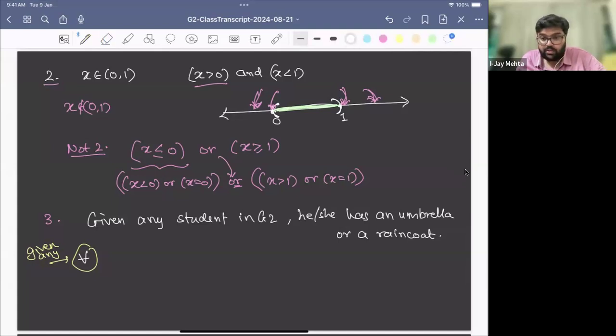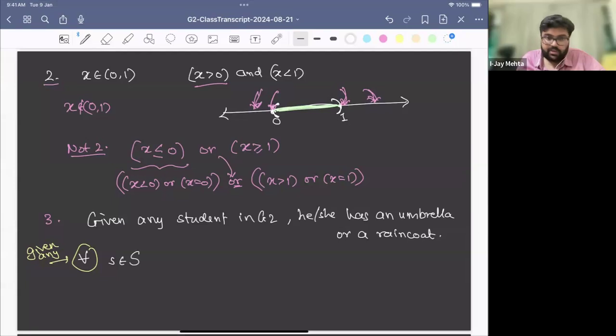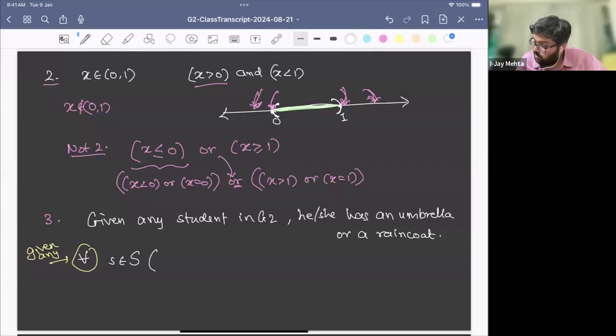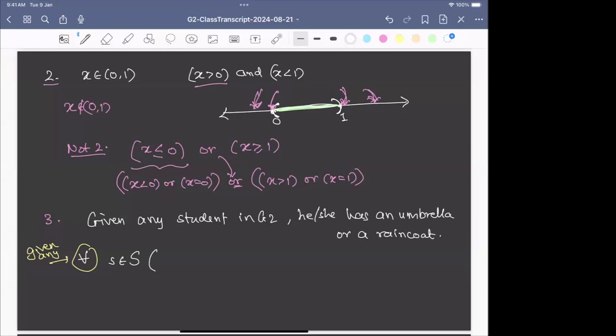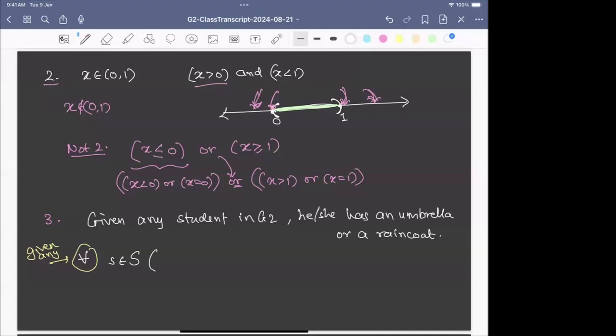Given any, give the notation. Small s belongs to capital S. Yes, very good. There is student in G2, and not there exists, it's given any. Now, what is the property of the student? What are we saying? He or she has an umbrella or a raincoat. Do we have a notation for student now? She, the s has. Yes, very good.